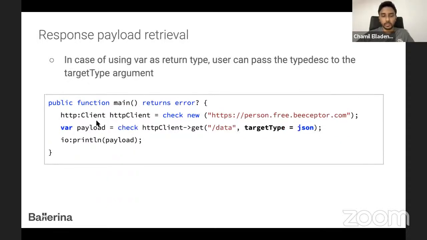And the other thing is, in the case of using var, this is actually not recommended, but if you have the requirement to use var, then you have to pass the typedesc inside this call, inside this operation, for this target type argument.